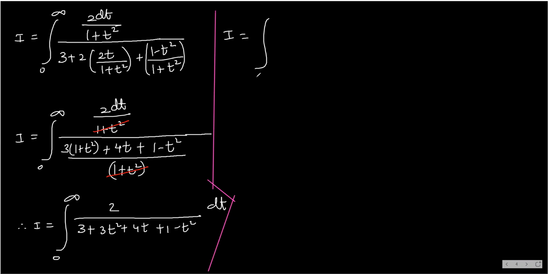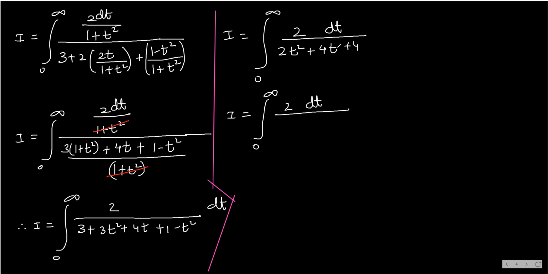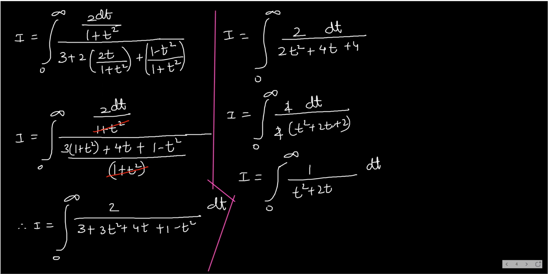Therefore I equals integral from 0 to infinity 2 dt in numerator, and here I get 3t square minus t square, that is 2t square plus 4t plus 4. I take 2 common, so I equals integral from 0 to infinity 2 dt upon 2 times (t square plus 2t plus 2). This 2 cancels with this 2. I get integral from 0 to infinity 1 dt upon (t square plus 2t plus 2).